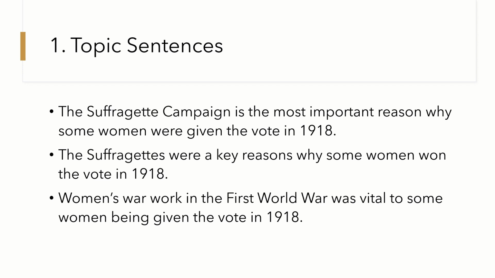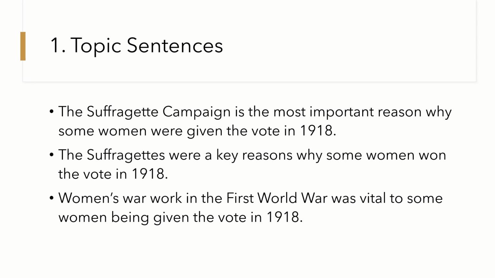Here are some examples of topic sentences you could use. Remember, our essay question that we're focusing on is: to what extent was the suffragette campaign the main reason why some women were given the vote in 1918. Because the factor in our essay question is the suffragette campaign, that will always be our first paragraph. If there's an isolated factor in an essay question, whether you think it's the most important factor or not, it is always the first paragraph in your essay.